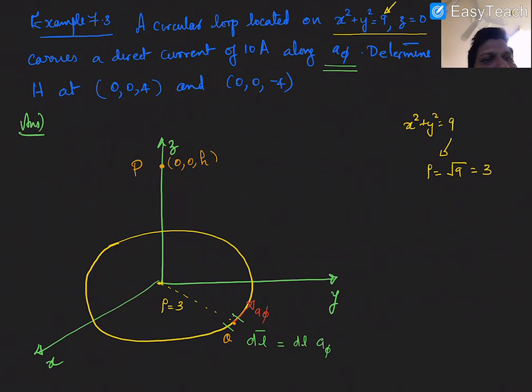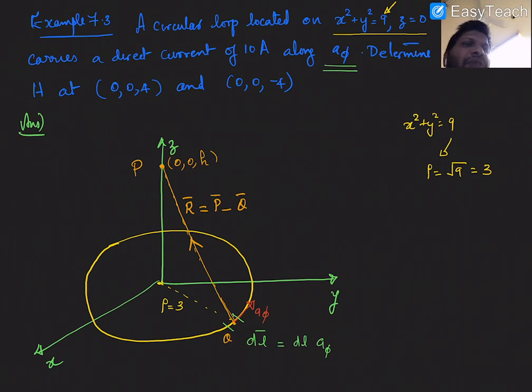Now I can join this. So this is my vector which is joining the point. Okay. So I can join up to P. So what is my vector R? Actually this is my vector R. I can say that the vector R is equal to the position vector of P minus the position vector of Q.